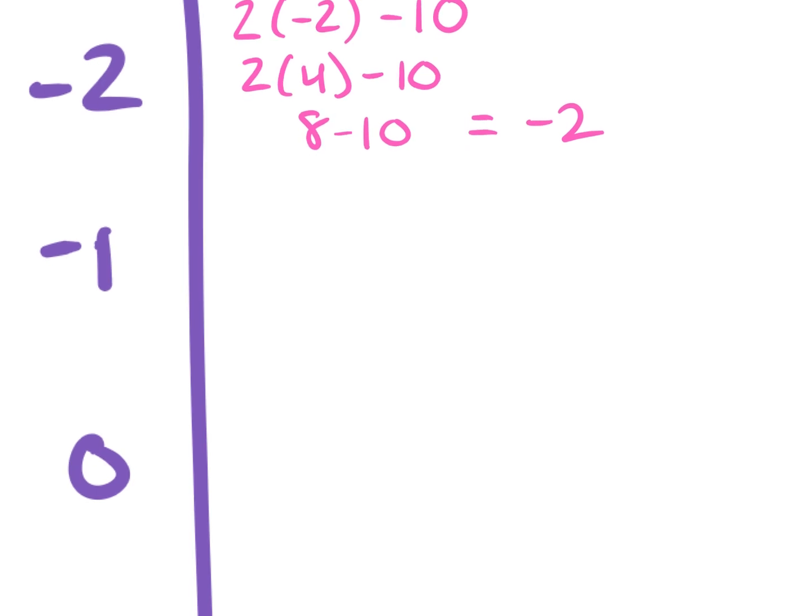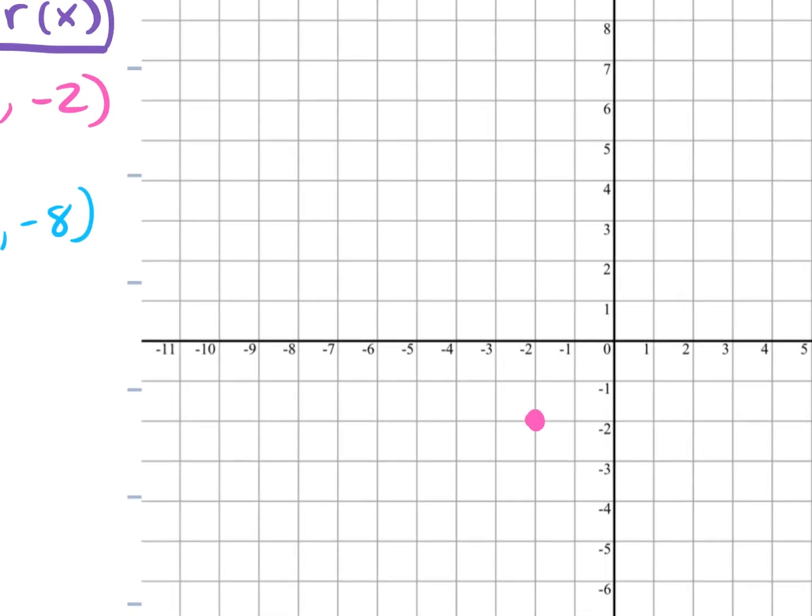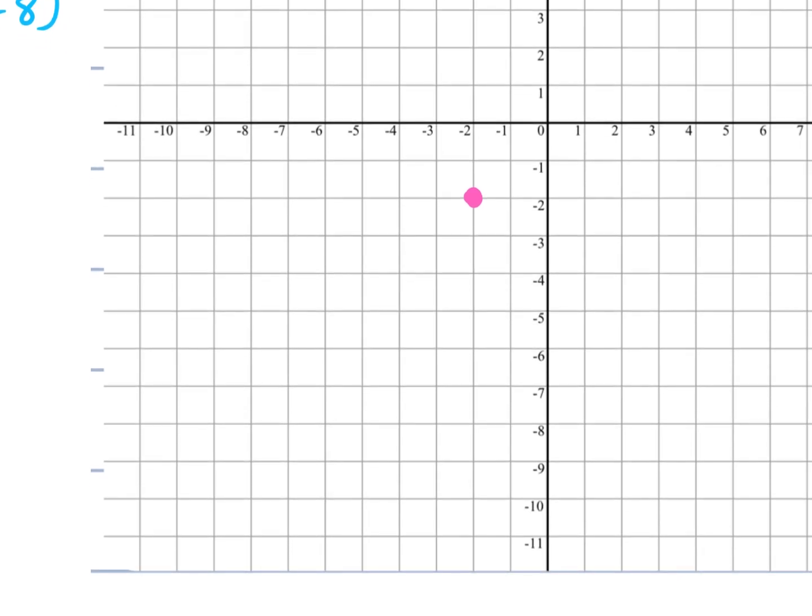Let's plug in negative 1. So 2 times negative 1 squared minus 10. Make sure you follow your order of operations. Have to do the exponent first. What's negative 1 squared? 1. 2 times 1 would be 2, and 2 minus 10? Negative 8. So what would our point here be? Negative 1 comma negative 8. So we're going to go to our graph. We go to the left to negative 1 and down negative 8.